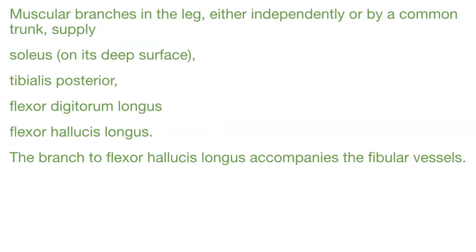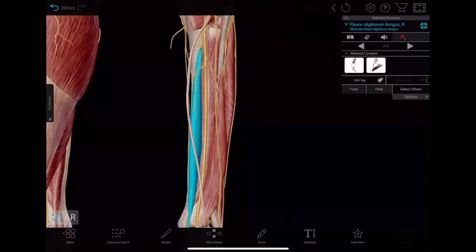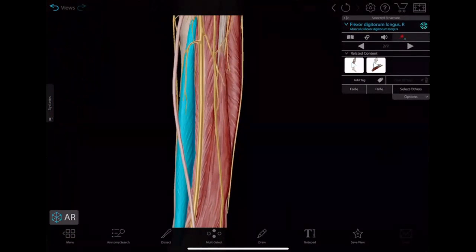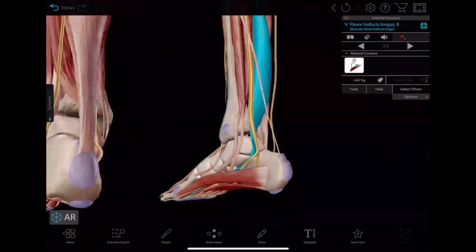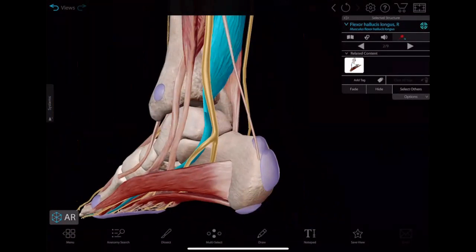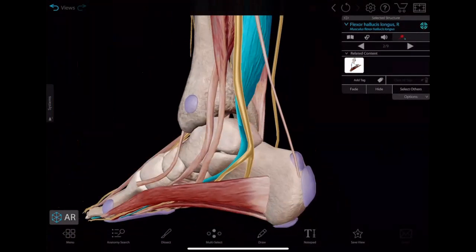Muscular branches in the leg, either independently or by a common trunk, supply soleus, tibialis posterior, flexor digitorum longus, and flexor hallucis longus. The branch to the flexor hallucis longus may accompany the fibular vessels. So this is flexor digitorum longus, and this one is flexor hallucis longus, right? So these are the tendons that go through the tarsal tunnel: tibialis posterior, flexor digitorum longus, and flexor hallucis longus.